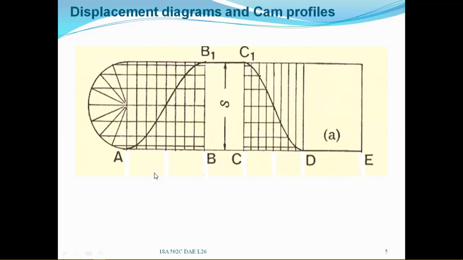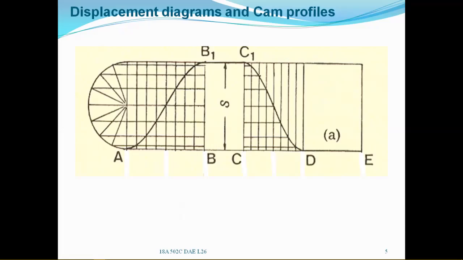So here you can see, as we are aware that generally every cam will have four angles, cam angles. That is, one is the angle of ascent, or we can also call it outstroke, and a dwell period, and then return stroke, and also a second dwell period.